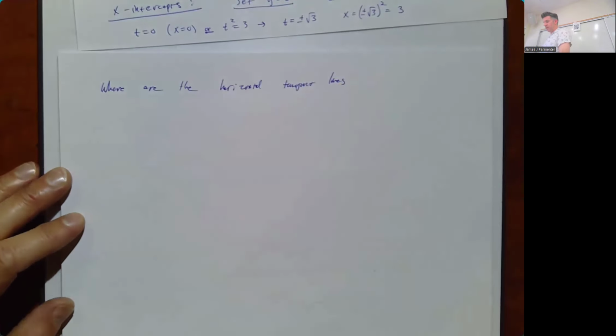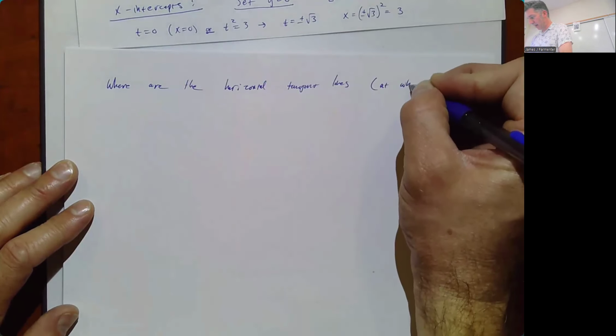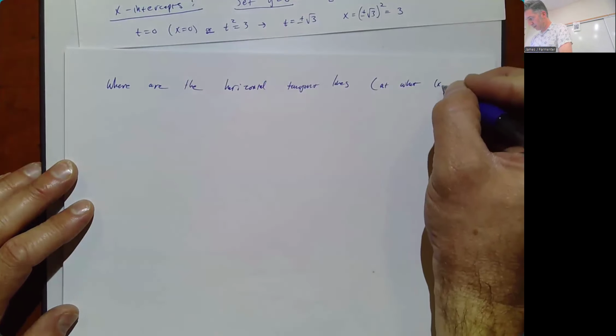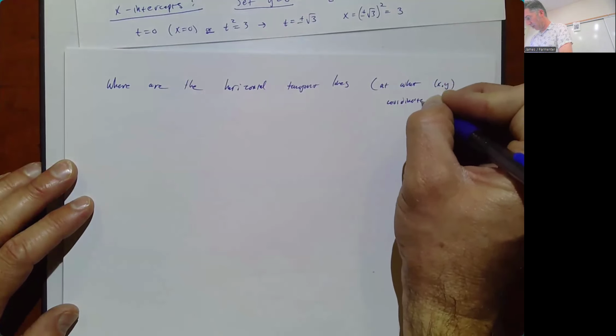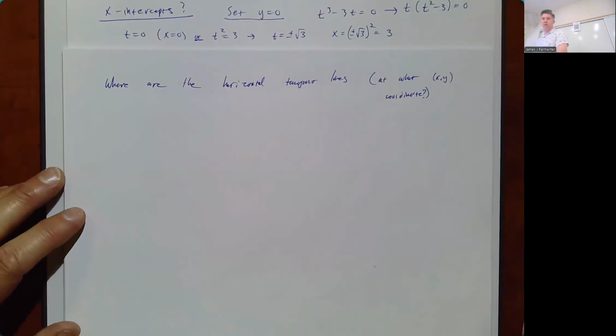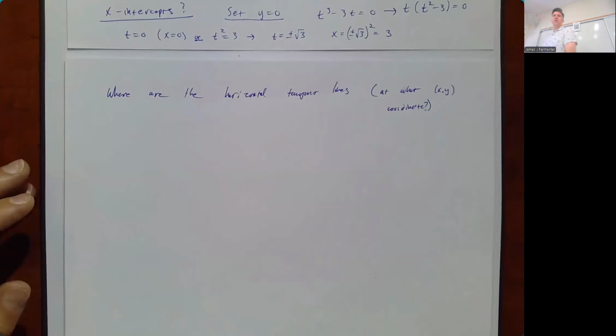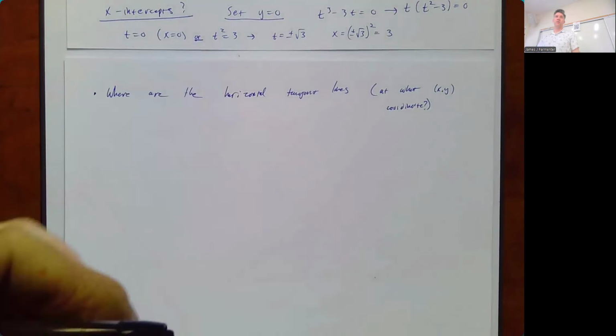And I guess this should be more specific. When I say where, I mean at what XY coordinate? Because you might sometimes be asked for what value of t. Usually you're asking where on the curve do you have that? So how do you find horizontal tangent lines in general? Or what do we know is true when you have a horizontal tangent line?